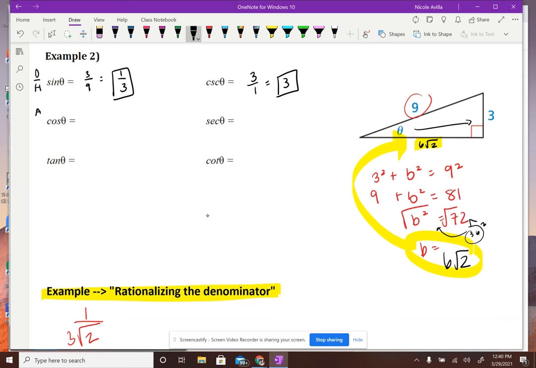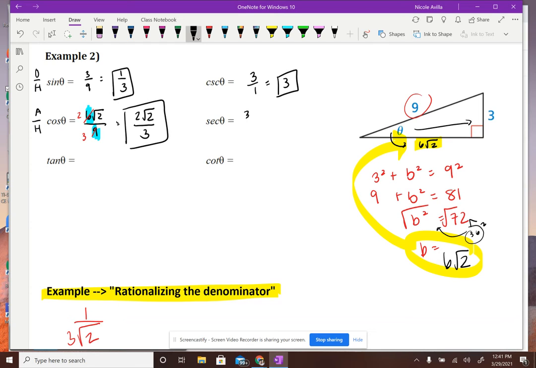Our cosine is adjacent over hypotenuse. In this case, our adjacent side is this kind of ugly 6 square root 2 over hypotenuse of 9. I can, in this case, simplify the 6 and the 9 since they are both outside of the radical. I cannot simplify the 2 because it's stuck inside. But the 6 and the 9 can simplify to a 2/3. And so in that case, I get 2 root 2 over 3.